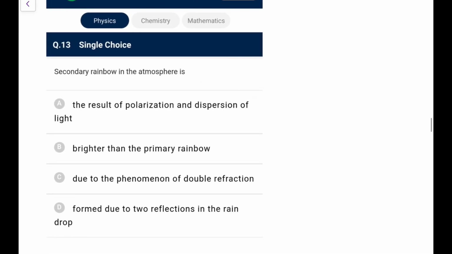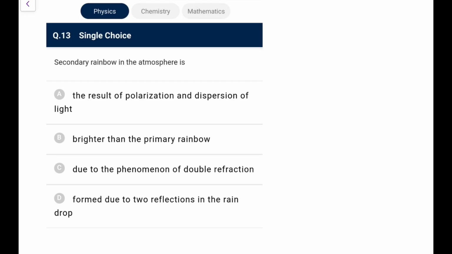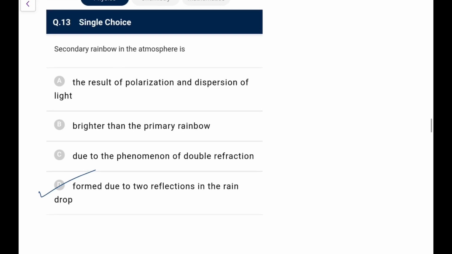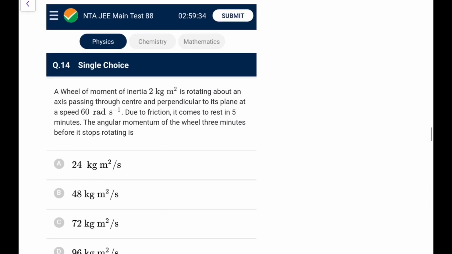Next, secondary rainbow in the atmosphere is a result of polarization, no. Brighter than primary, no. Due to the phenomenon of double refraction, no. It is due to the two reflections in the raindrop, you know, that is option D. This is the secondary rainbow. Just to study this rainbow, these questions are coming in 2-3 tests now, so be careful.